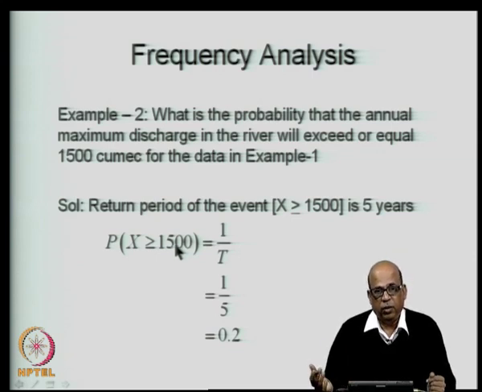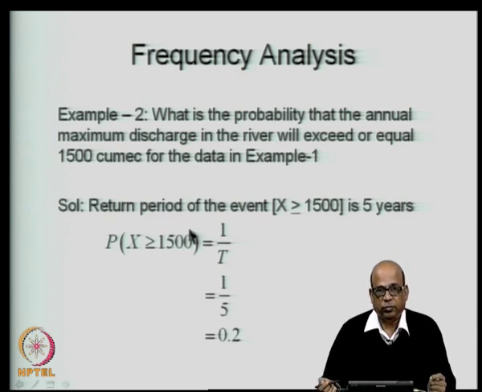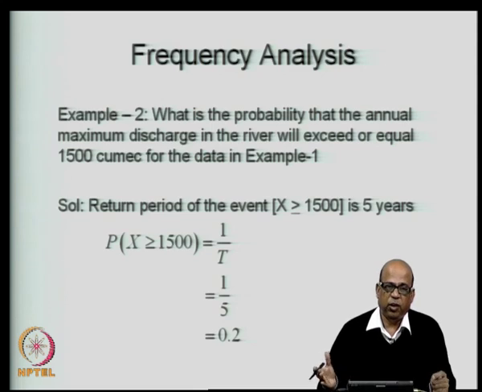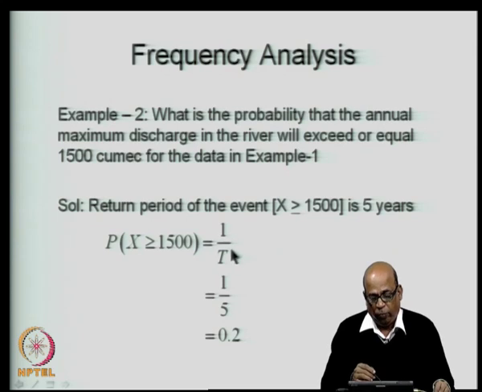As the return period increases, your magnitude also will increase. That is, a 40-year flood will be greater than a 5-year flood. A 100-year flood will be greater than a 40-year flood, and so on. So, this 1500 we had written as x_T, which is associated with the return period T. So, from the return period you can obtain the probability.